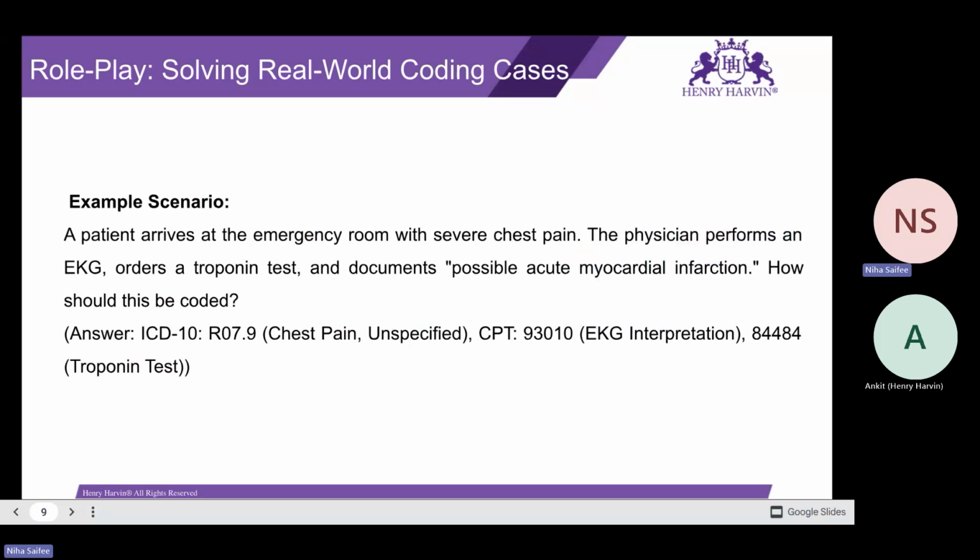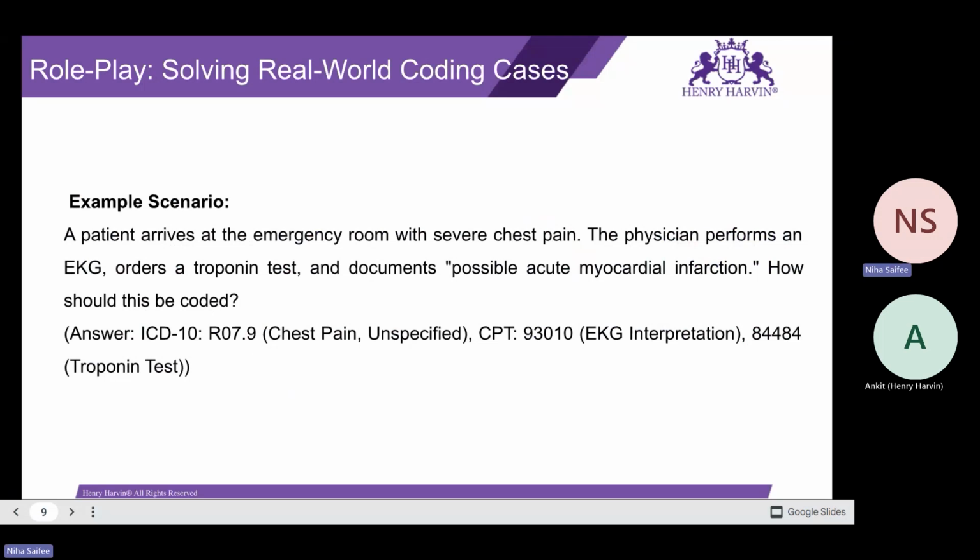Let's talk about some scenarios. A patient arrives in the emergency room with chest pain. The physician performs an EKG, orders a troponin test, and documents possible acute myocardial infarction. How should this be coded?